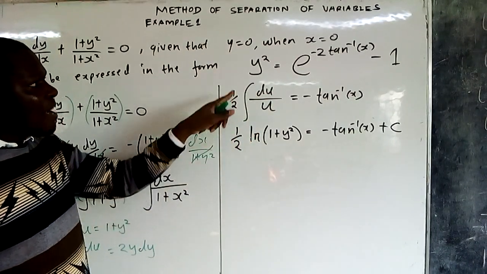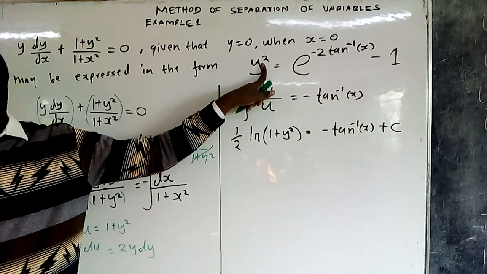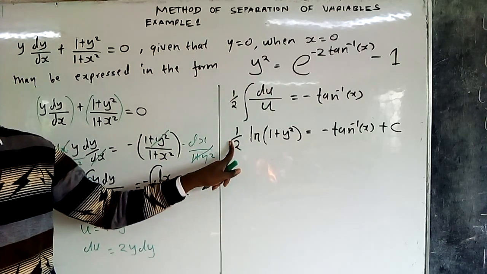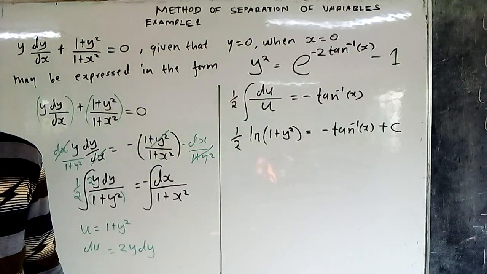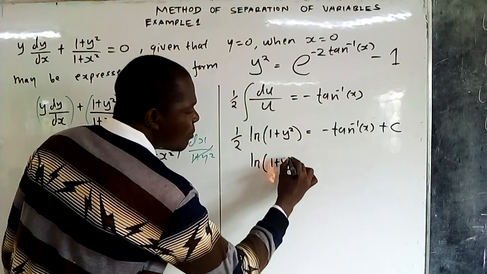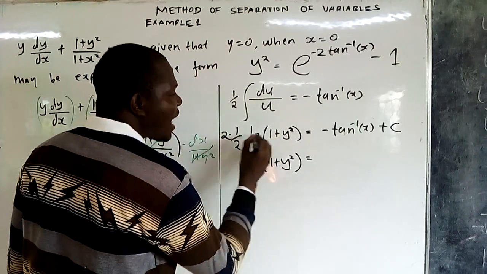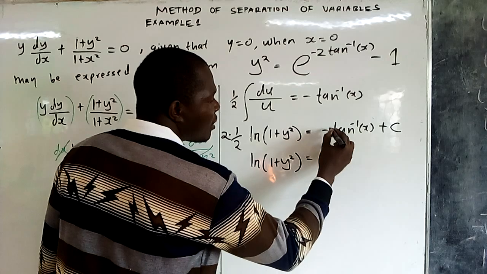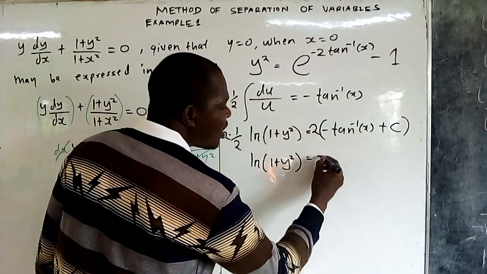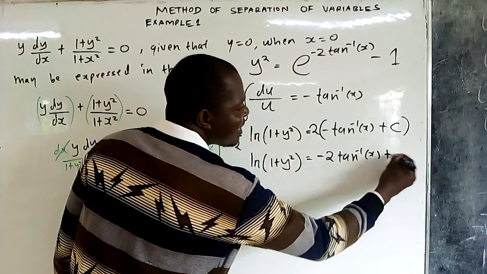Then after that, the first thing they want you to do is make y squared the subject of the formula, isn't it? So for you to make y squared the subject of the formula, you start by removing this half, isn't it? You multiply both sides of the equation by 2 to get rid of the half, so that you end up with ln of 1 plus y squared equals negative 2 tan inverse of x. So the 2 times c is just another constant c.